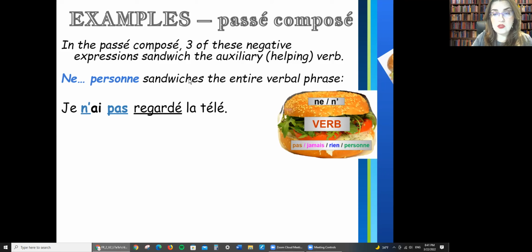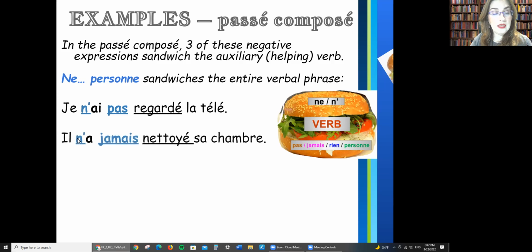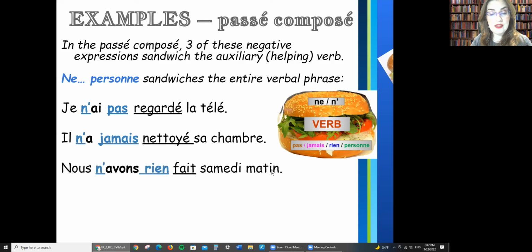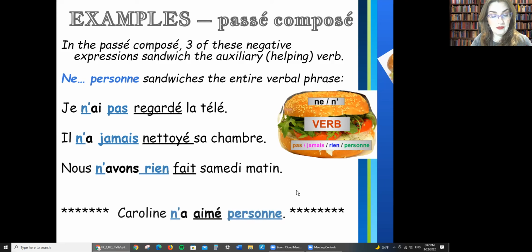but ne personne sandwiches the entire verbal phrase, like so. Watch. Je n'ai pas regardé la télé. I'm going to keep moving. Il n'a jamais nettoyé sa chambre. Nous n'avons rien fait samedi matin. But compare and contrast to Caroline n'a aimé personne.